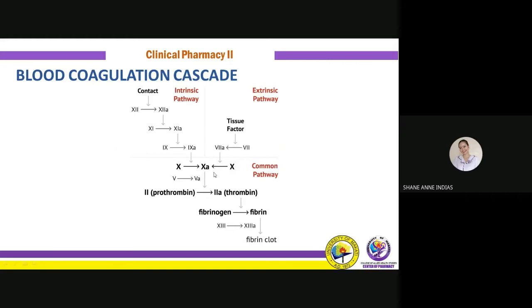And yung activation ng factor 10 leads to the conversion of prothrombin into thrombin. And yung thrombin naman, siya yung nag-help na ma-convert si fibrinogen into fibrin threads. So, yung fibrin, siya na yung nagpo-form ng stabilized meshwork that traps blood cells and forms the blood clot. So, yan lang.